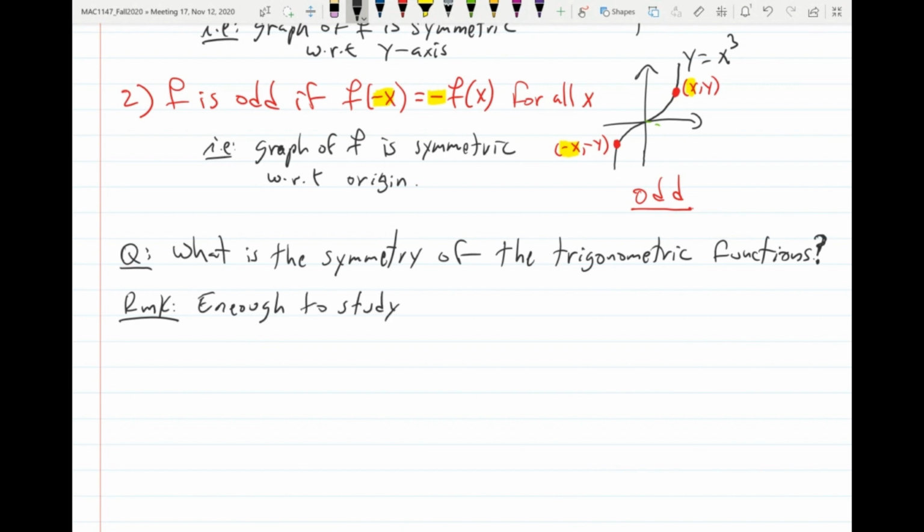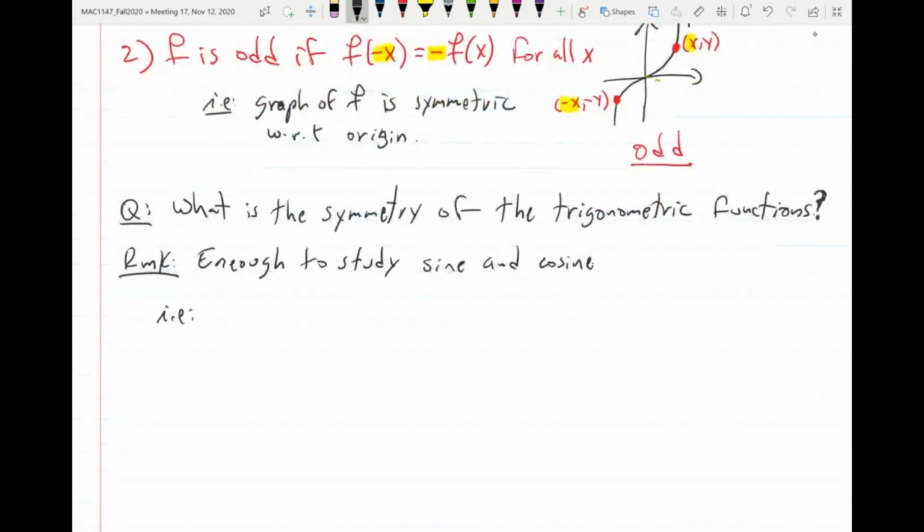So that is enough to study sine and cosine. What we mean by this is the following. I'm not going to use x, because I'm going to use x for points on the unit circle and so on. So I'm going to use t as an input, okay?